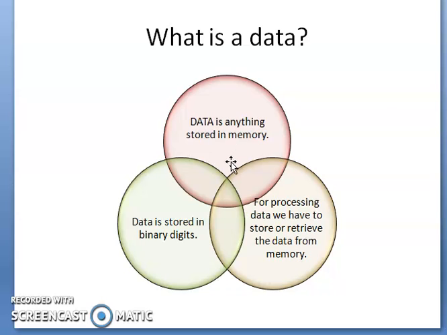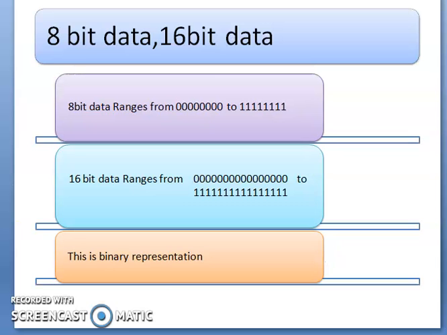What kind of data does the microprocessor have? Data are in the form of binary digits, that is zeros and ones. If I say I have 8-bit data, then there are 8 bits in it, which ranges from 00000000 to 11111111. If it is 16-bit, it contains sixteen 0s to sixteen 1s. This is the binary representation.